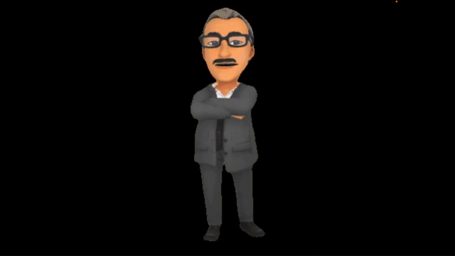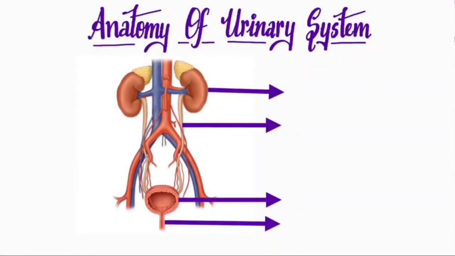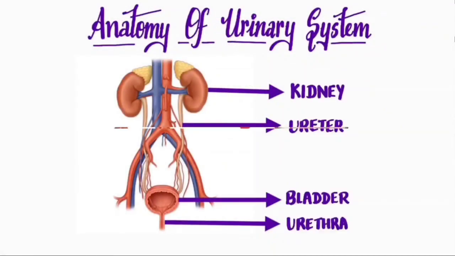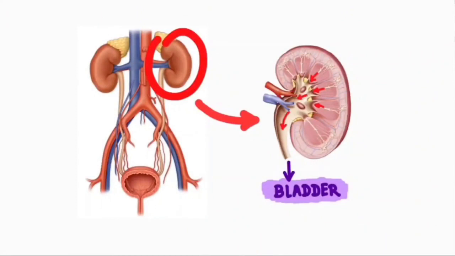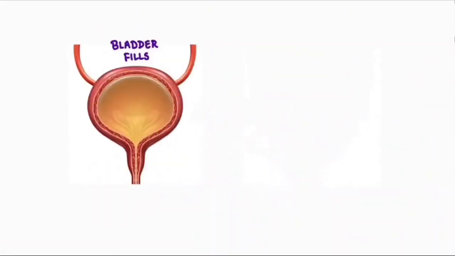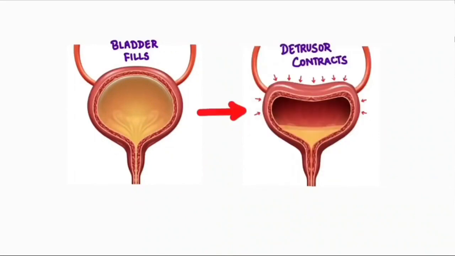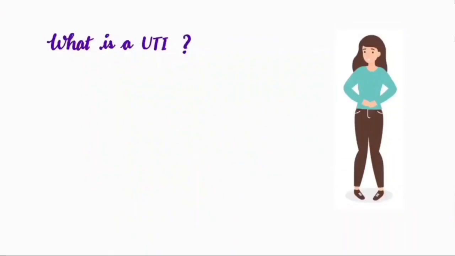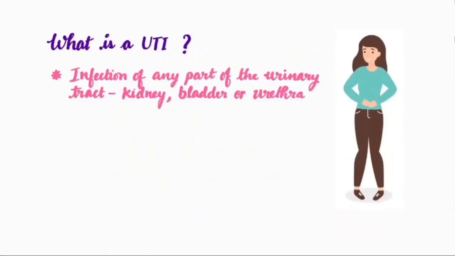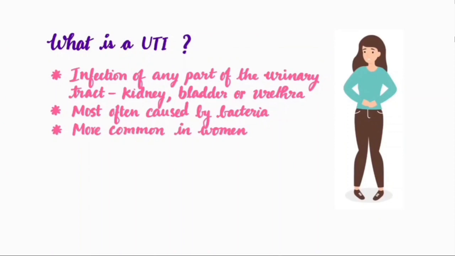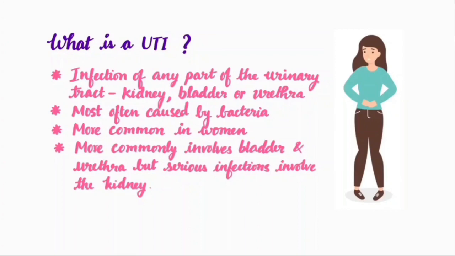Hello, my name is B.D. Chaurasia and I'm going to be talking about the anatomy of the urinary system. The urinary system consists of a pair of kidneys, ureter, bladder and urethra. The kidney filters the urine and it enters the bladder via the ureter. The bladder fills and the detrusor muscle stretches, and the muscle contracts during voiding of urine. What is a UTI? It is an infection of any part of the urinary tract: the kidney, the bladder or the urethra. It is most often caused by bacteria. It is more common in women because of the shorter urethra and it more commonly involves the bladder and urethra, but serious infections can involve the kidney.